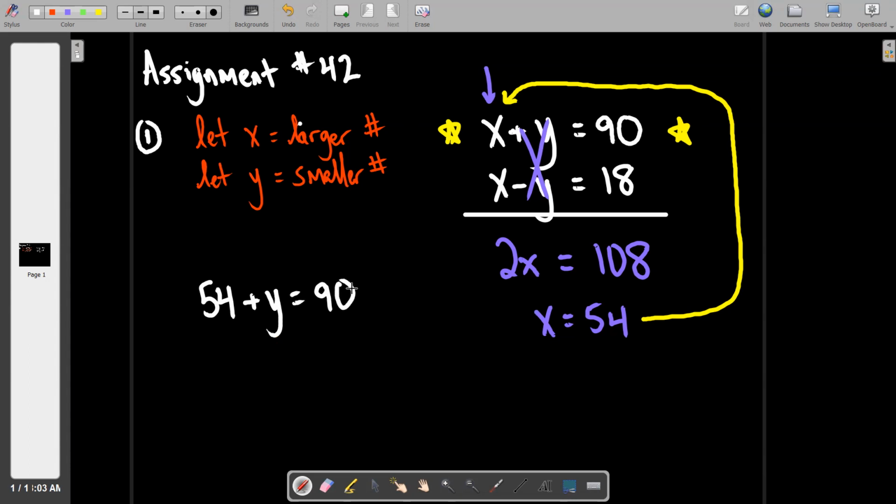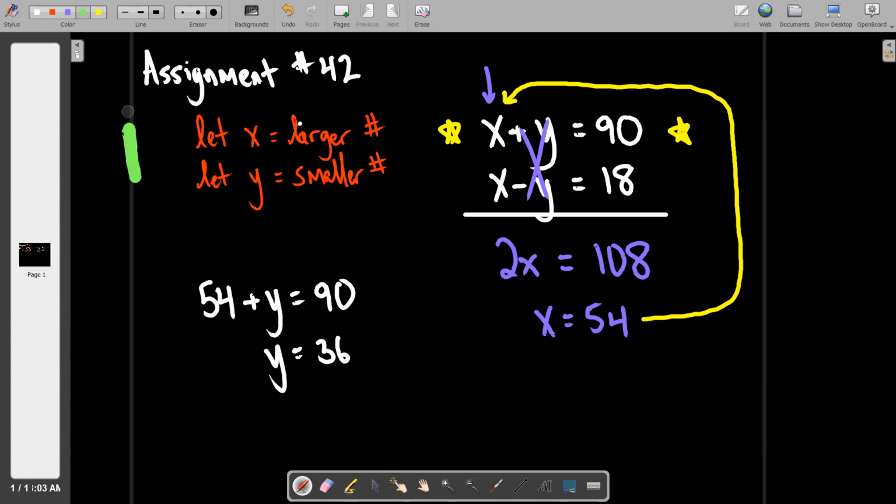And that's the process that we have to go through to find the second one. You always got to put it back somewhere. If it were substitution, we'd obviously put it in the box, but we don't have a box, so we just put it in an equation. And if I subtract 54, what's y? You do get 36.